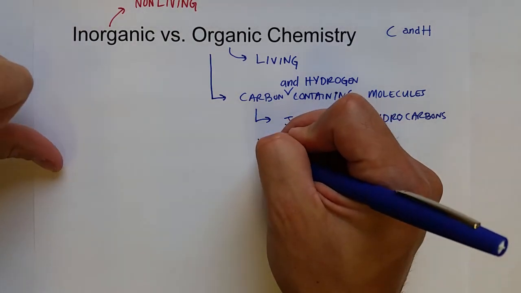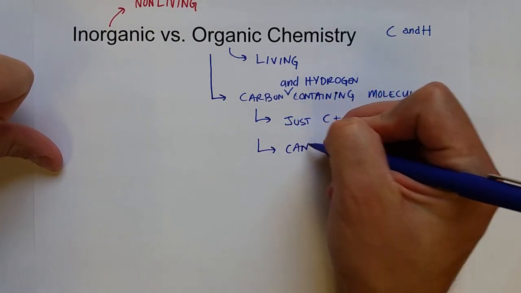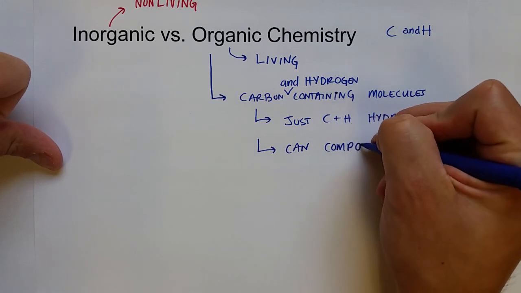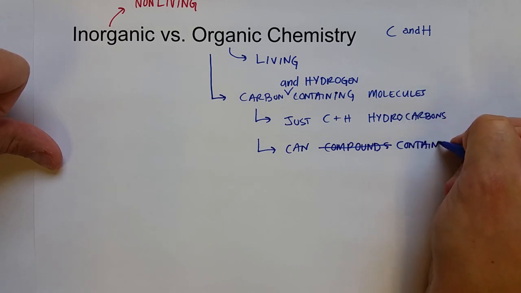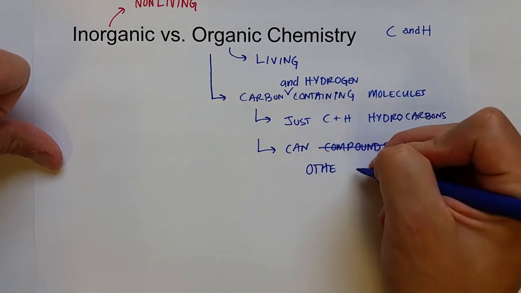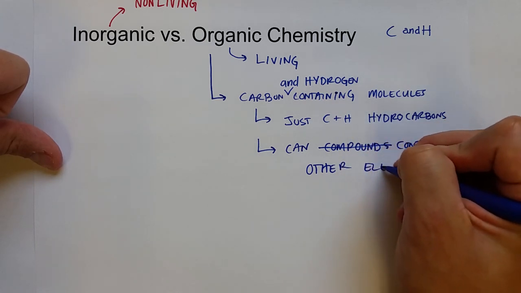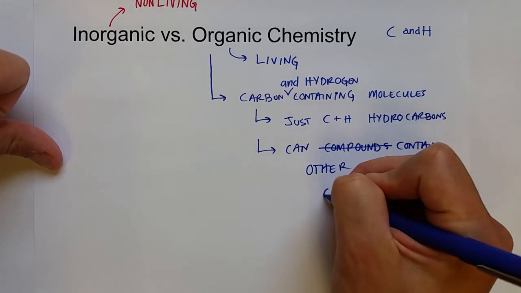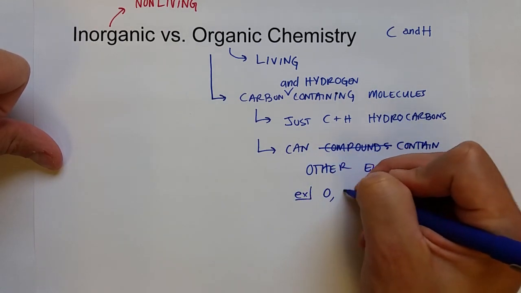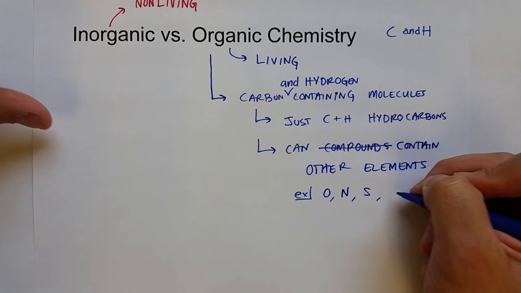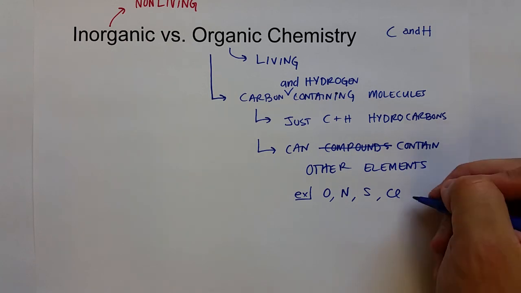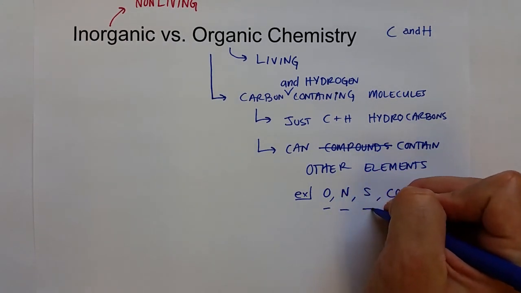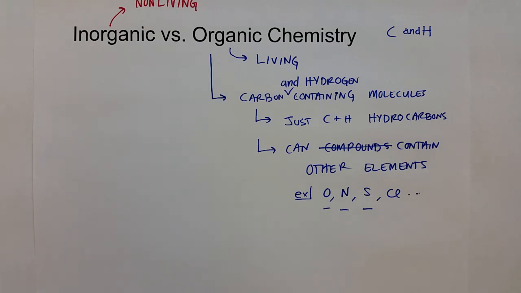But additionally, organic compounds can contain small amounts of other elements, and the most important elements that we will discuss in this course are oxygen, nitrogen, sulfur, halogens like chlorine, and so forth. And there's a few more, but we'll focus primarily on oxygen, nitrogen, a little bit on sulfur. And then basically inorganic chemistry is pretty much everything else.